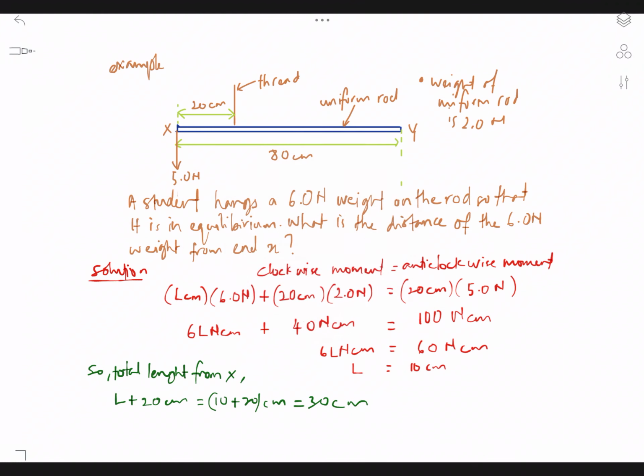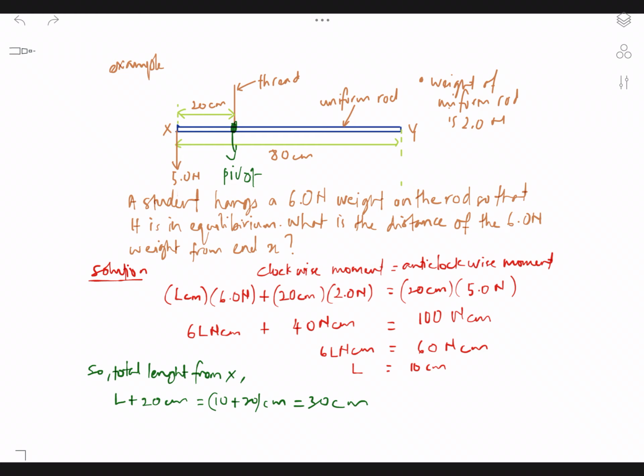Now we have another question. We have here the uniform rod and this is the thread. So from here we understand that the thread will hold this point, so that point is going to be the pivot for this situation. Okay, so I can write here, this is the pivot.